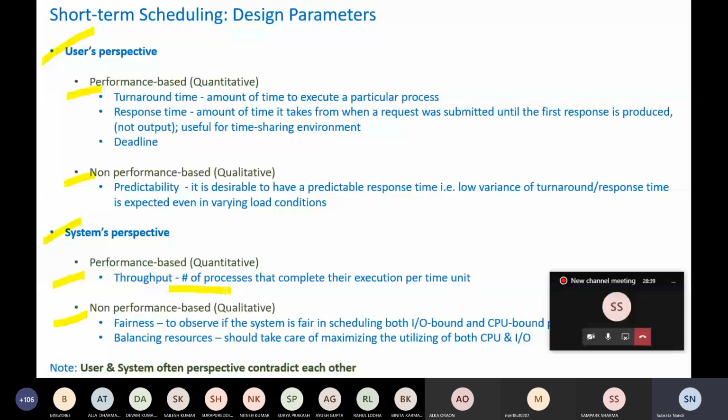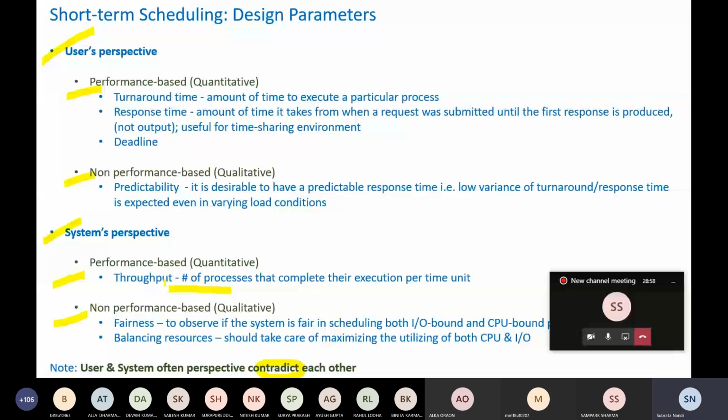So the point is, the user and the system perspectives are often contradictory in nature. You cannot minimize this and at the same time maximize that. So throughput maximization and minimization of response time may not be ensured simultaneously. It is not possible to design a scheduling algorithm which will ensure both. So they are often contradictory.